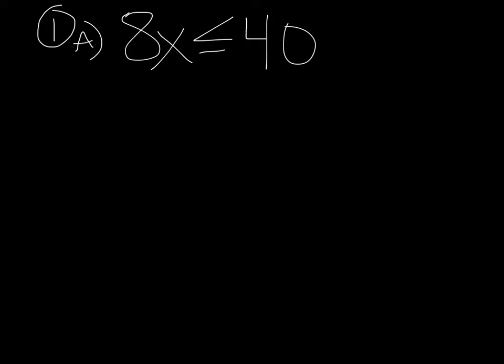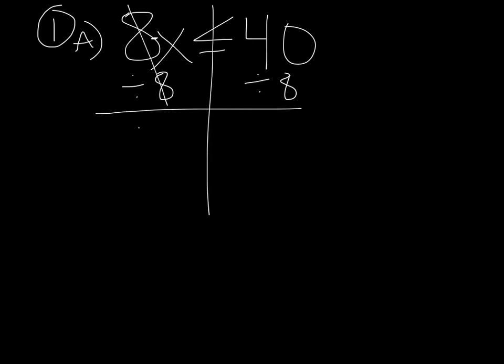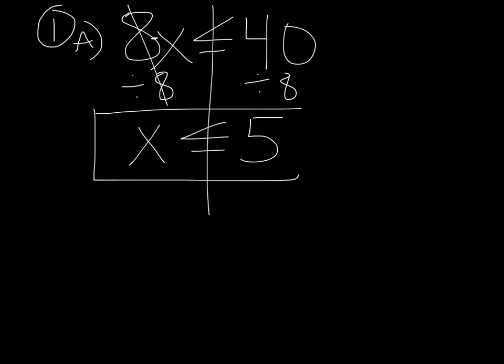Example number 1 says solve the inequality. This is actually letter A. It says 8x less than or equal to 40. All right, draw your inequality sign line. And the opposite of timesing by 8 is dividing by 8. So I'm going to do that on both sides. 8's cancel out. X is less than or equal to 5. And you're done. That is all.